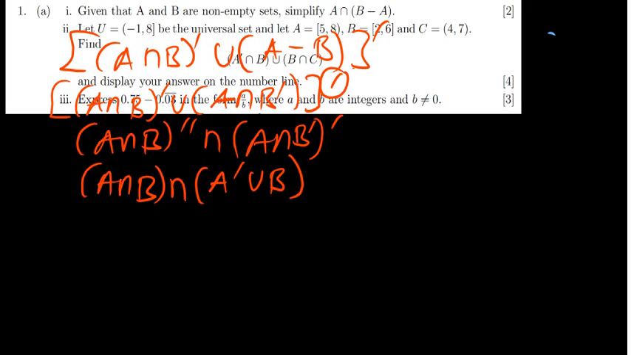Do you have questions there? Do you know that this is the same as saying B intersection A intersection open brackets B union A complement? I've not changed anything, right? Have you noticed?